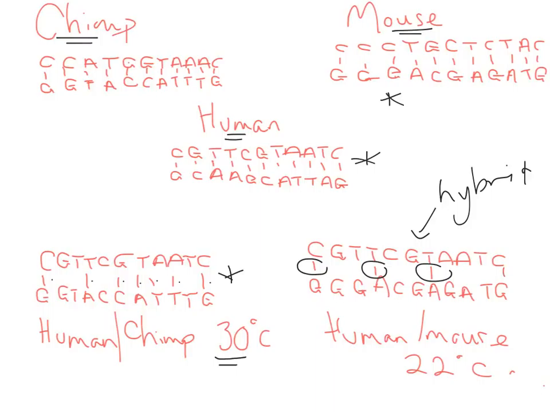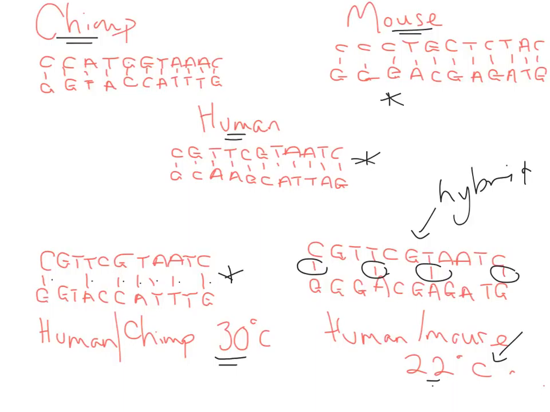So we only got these four hydrogen bonds forming, whereas relatively speaking on this side we've got 1, 2, 3, 4, 5, 6, 7. So when this strand is reheated, it takes a lower temperature to separate out those two strands, i.e. less energy is required to break those bonds. And so we can make a relative comparison and say the human and mouse DNA must be less similar in terms of DNA base sequence than the human and chimp DNA base sequence, because it took less energy to break those hydrogen bonds because there were fewer complementary base pairs.